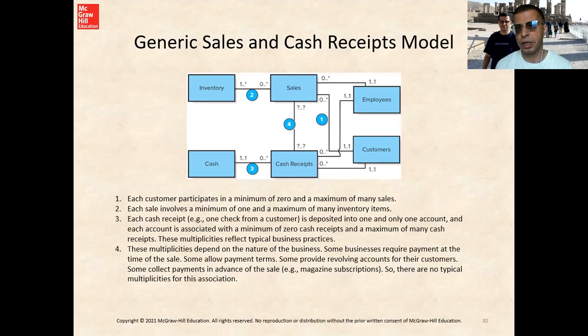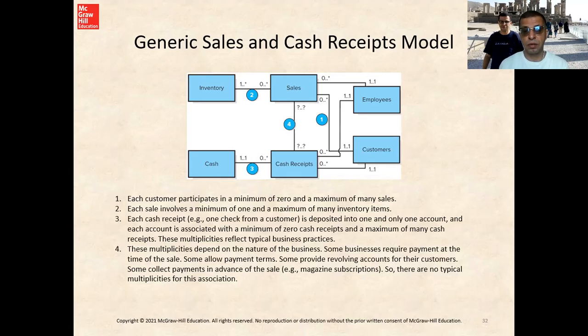In generic sales and cash receipts, we said that each customer participates in a minimum of zero and a maximum of many sales. Each sale involves a minimum of one and a maximum of many inventory items. Each cash receipt is deposited into one and only one account. And each account is associated with a minimum of zero cash receipts and a maximum of many cash receipts.